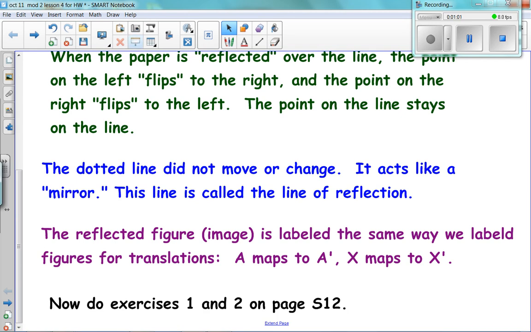The reflected figure, which is the image, is labeled the same way we labeled figures for translation. So point A would map to A prime, point X would map to X prime. Same labeling as we did in translations. Now do exercises 1 and 2 on page S12.